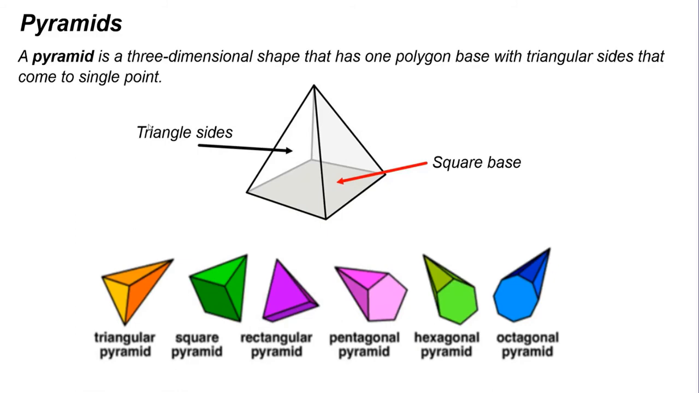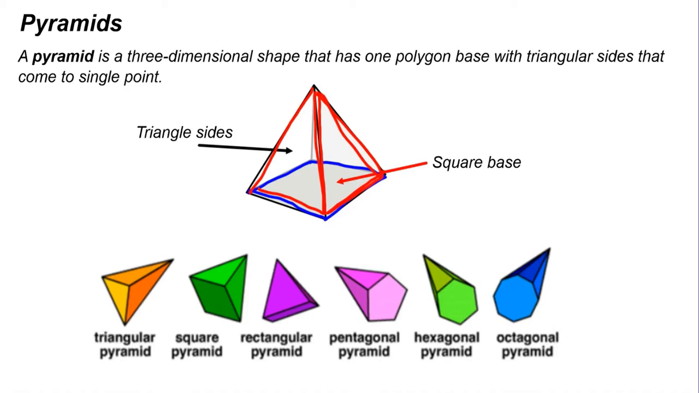That differs from what we call pyramids. A pyramid is a three-dimensional shape that has only one polygon base, and then all of its sides are triangles that come to a single point. So here we can see that this has one base, that's a square, and then all of the sides are triangles. So that's different than a prism. A prism has two bases and all the sides are rectangles, and a pyramid has one base and all of its sides are triangles that come to a single point.